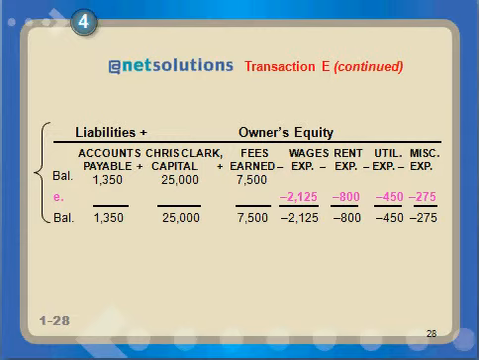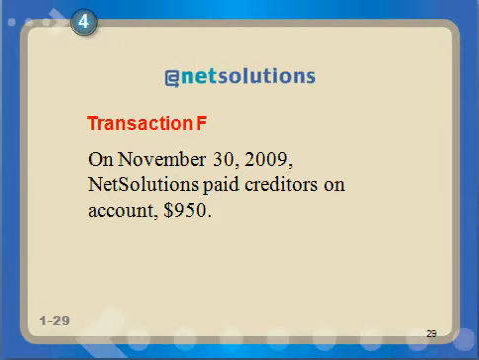And when we total that all together, we should come up with $30,200, which is what we had on the left-hand side. So we're in balance and ready to take a look at our next transaction. And in this one, Net Solutions had to pay for some of those supplies. It paid $950 on its account for the supplies.